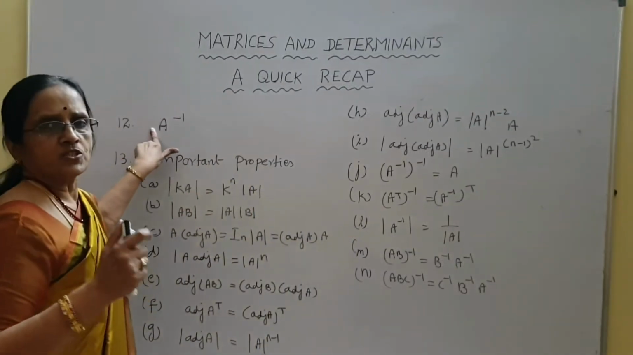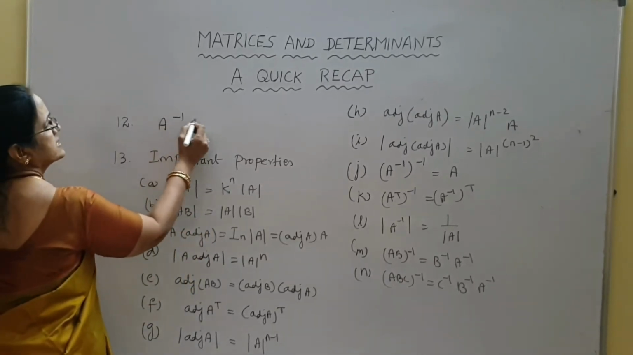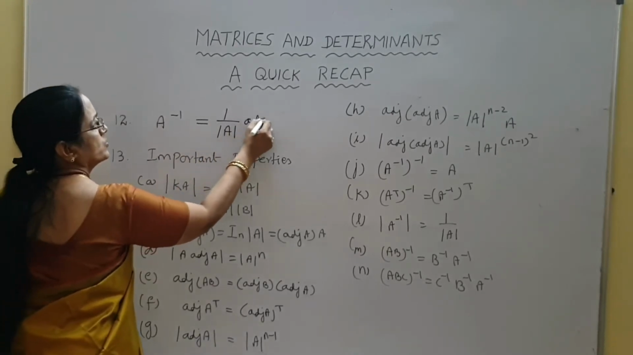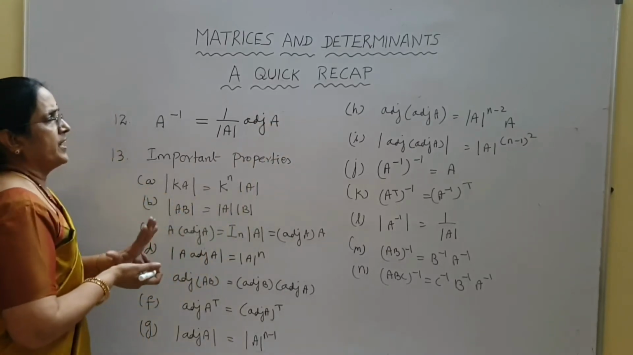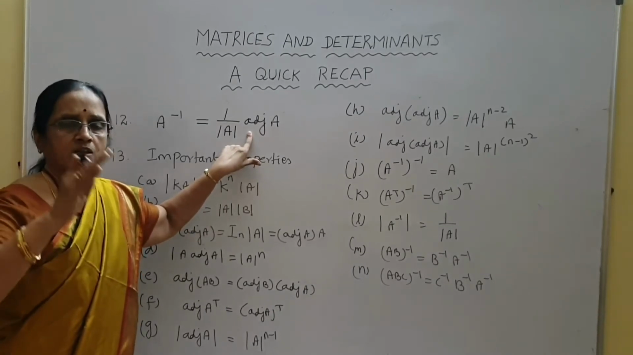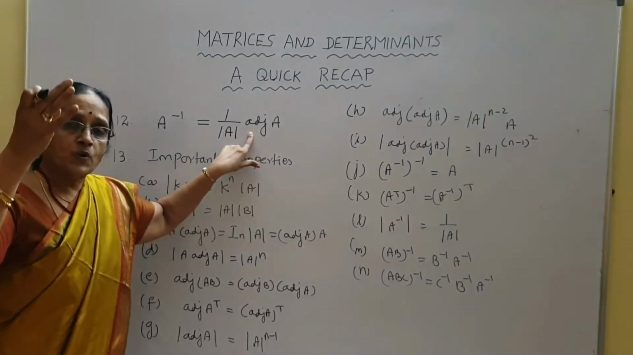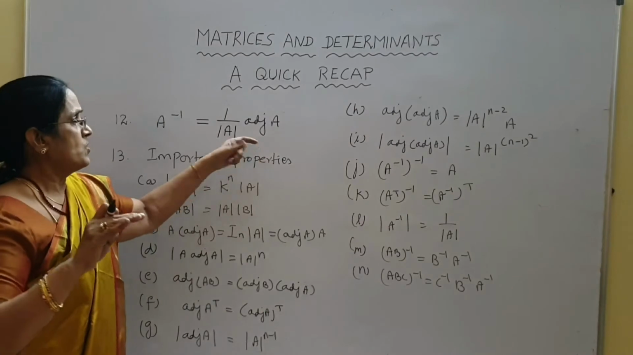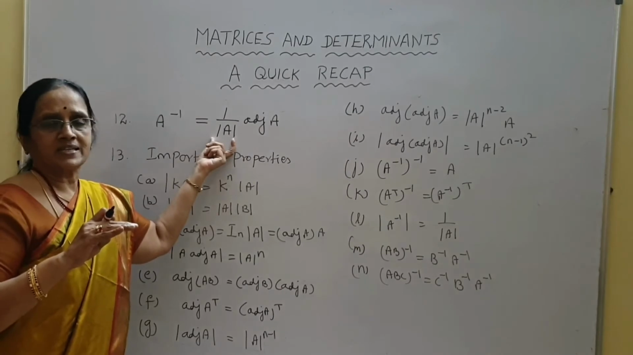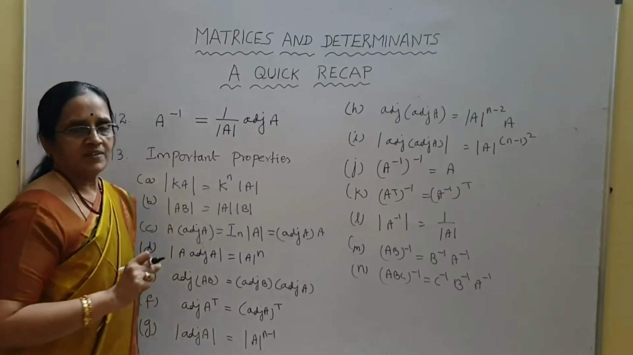Now, coming back to A inverse. It's again a very important concept. A inverse is nothing but 1 by determinant of A into adjoint of A. Already I told you how to find out adjoint of the matrix A. You need to find the minors and the cofactors of all the elements of the given matrix A. Then transpose of the cofactor matrix will give you adjoint of the matrix A. You know how to find out the determinant value of the given matrix A. Then when you substitute in this formula, you will be getting A inverse.